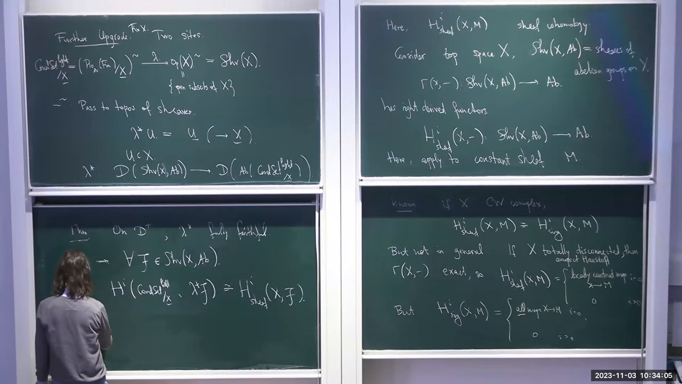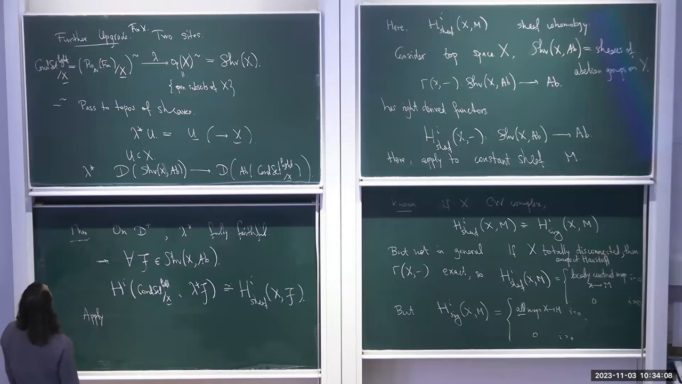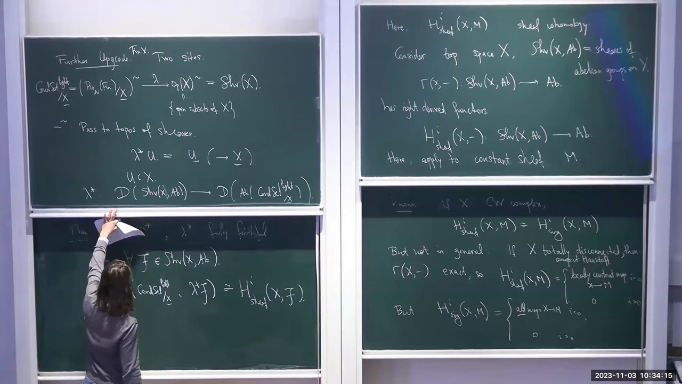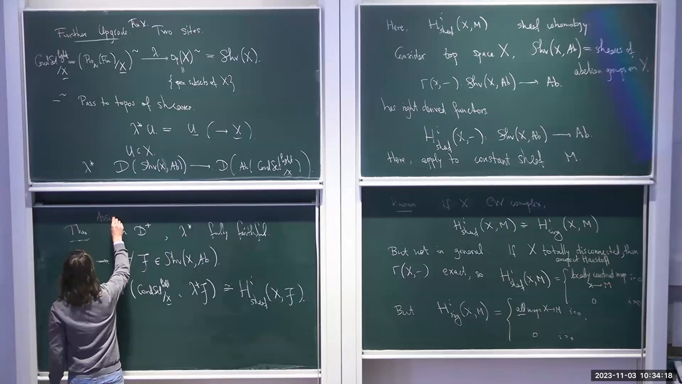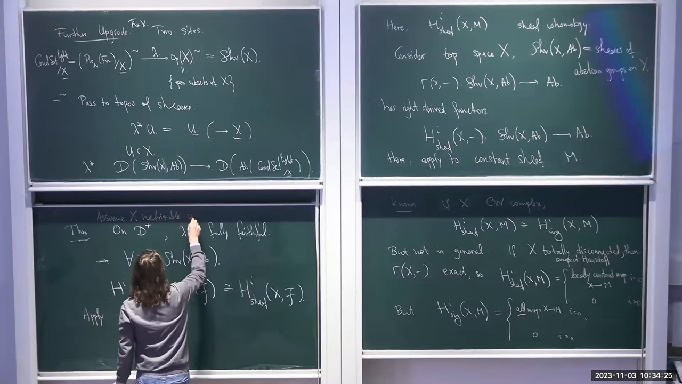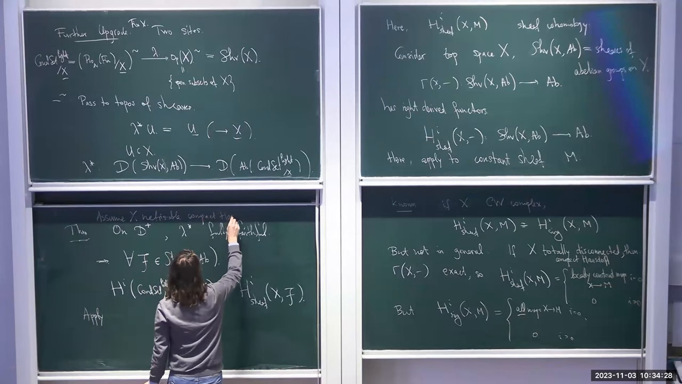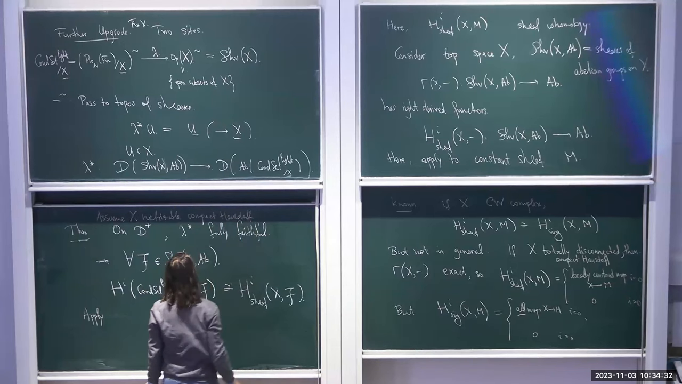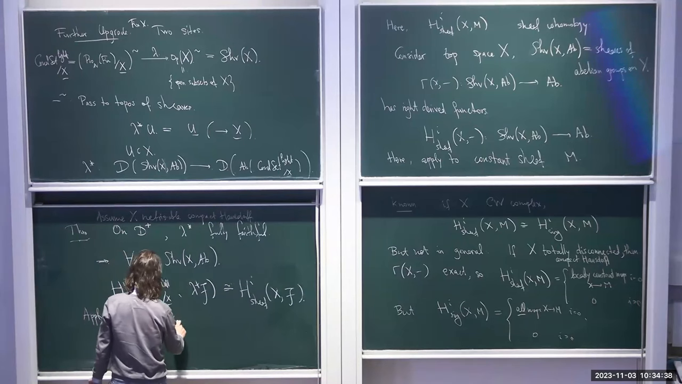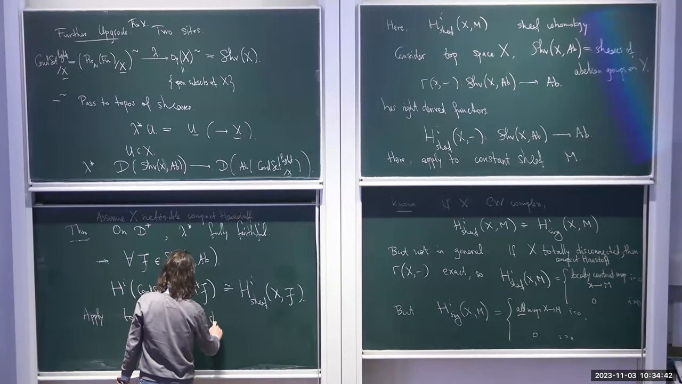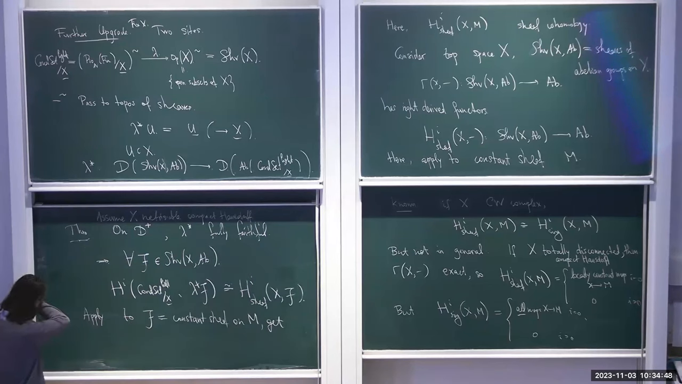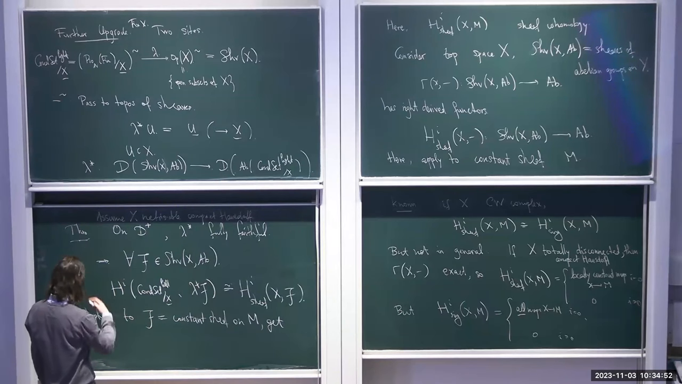So is this for X locally compact? I was having in mind the case where X is a compact Hausdorff space. Probably paracompact would be good. So if you apply this to the constant sheaf on the abelian group, we get the previous version.